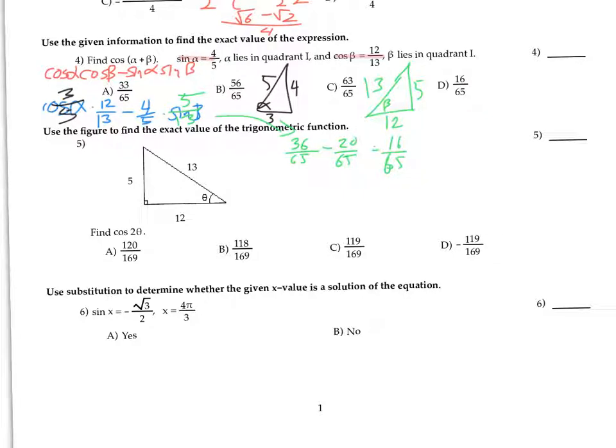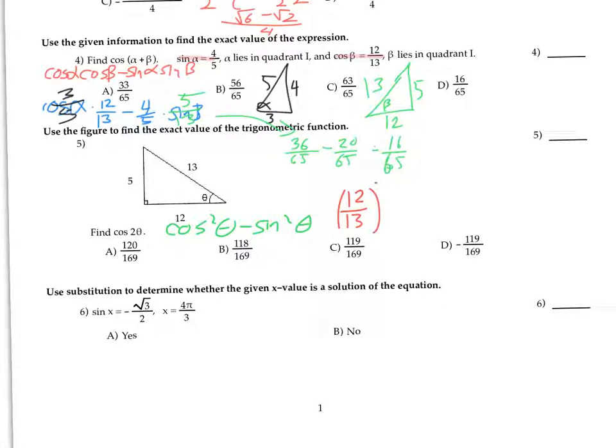For number 5, we got a similar thing going on, but instead of a sum and difference identity, we're using a double angle identity to find the cosine of 2 theta, and we're going to use cosine squared minus sine squared of theta, which is equivalent to cosine of 2 theta. Hopefully you remember when we proved this together, but if you don't, it will not hurt you on the final.